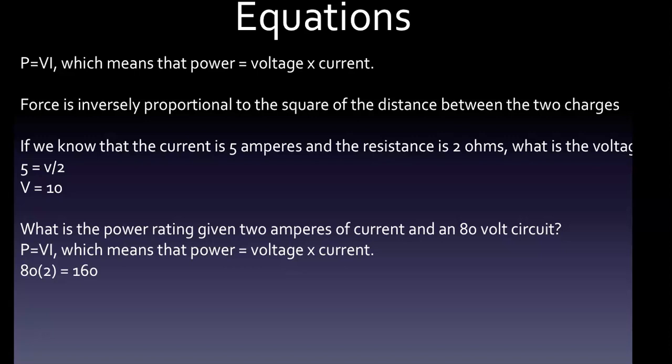Okay, and then power rating. What is the power rating given 2 amperes of current in an 80 volt circuit? Again we go back to P equals VI. Power equals voltage times current. Whenever we see questions about power or power rating, we know power equals voltage times current. We were told voltage was 80 and current was 2 amperes. 80 times 2 is 160, and that's all we have to do.